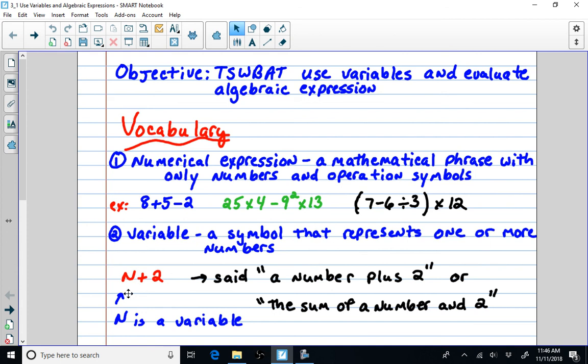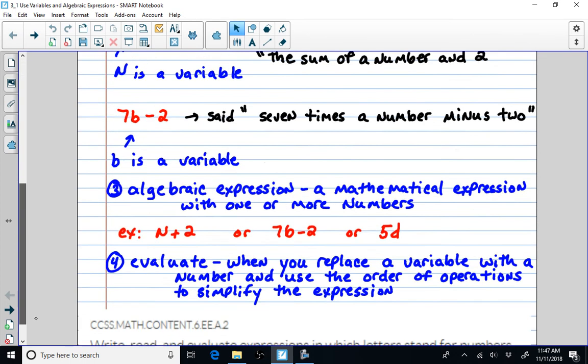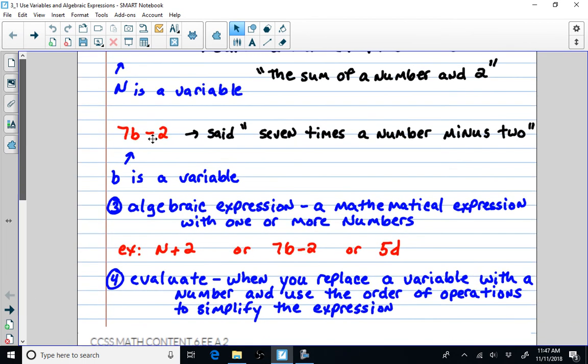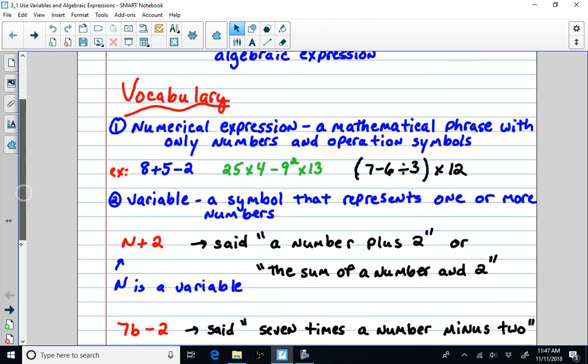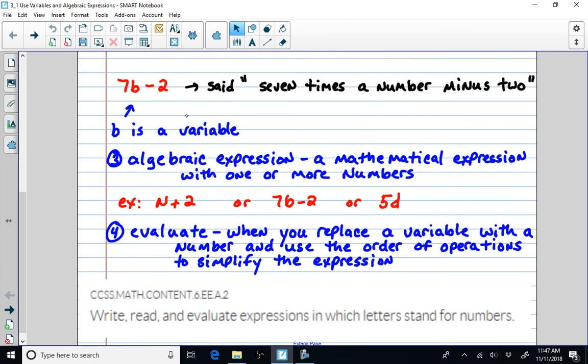If I look at this expression, we have the variable n + 2. I would read that as a number plus 2, or as the sum of a number and 2. The letter that represents a number, that's your variable. In another example, we have 7 times a number minus 2. The letter b, that's your variable. That's the letter that represents a number.